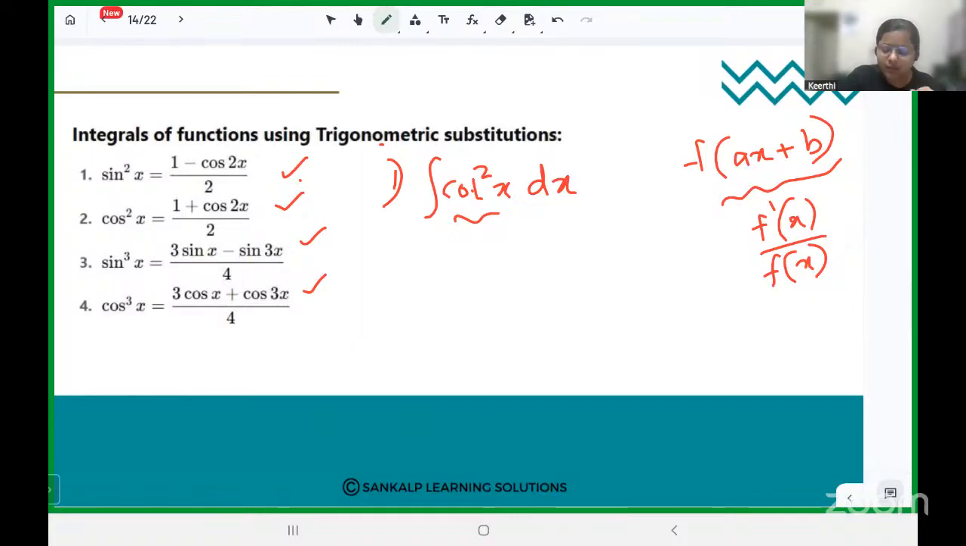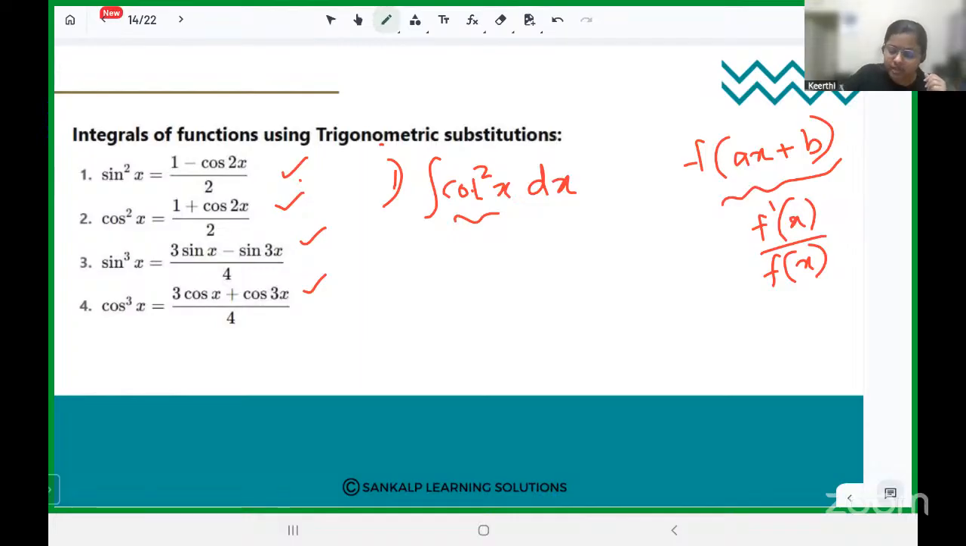This is not in that form also. So we need some other method to solve this one, that is integral cot square x dx. For that we use the substitution method, but we use a trigonometric identity for substitution. So think whether there is any identity connecting cot square and the standard results.